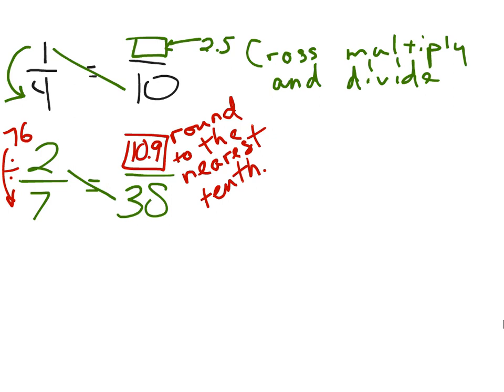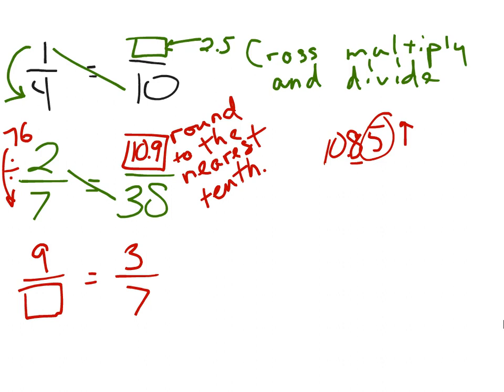Round to the nearest tenth. That was 10.85. So we rounded that 8 up to 10.9 because of this 5. We'll go over rounding. Talk to me if you need a little bit more practice on that. Let's find one with a whole number. I'll give you an example for that.